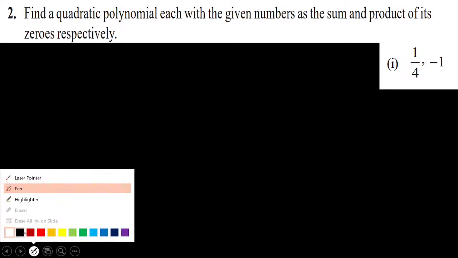Alright, this is the second question of exercise 2.2. What is given over here? We are asked to find the quadratic polynomial with the given numbers as the sum and product of its zeros. So here we must remember this: if alpha plus beta, the sum of the zeros, and alpha beta, the product, are given, then how do we write down the quadratic polynomial?